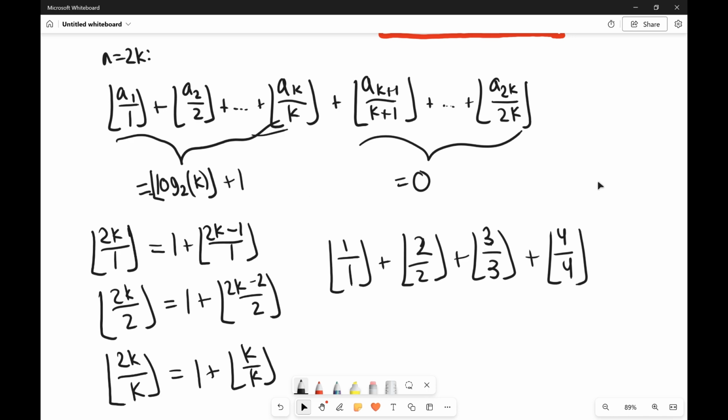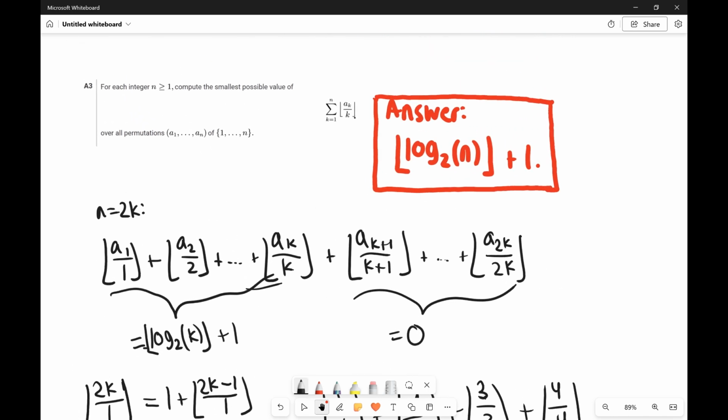The bound for n equals 2k plus 1 is very similar, and I'm not going to go through it here, but I encourage you to work through the details yourself, as it's rather instructive. Therefore, we have arrived at the answer: floor of log 2 of n, plus 1. So what can we take away from this problem?